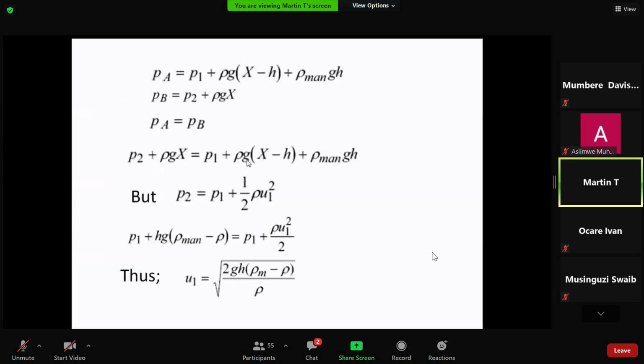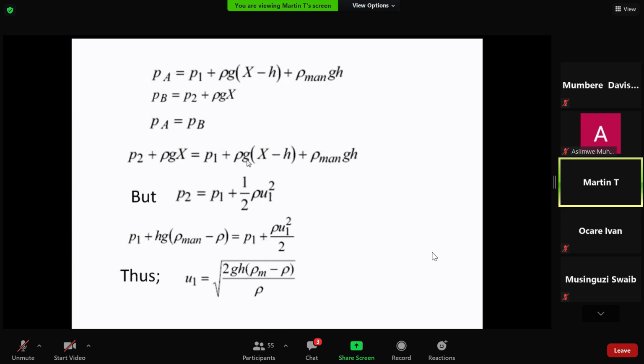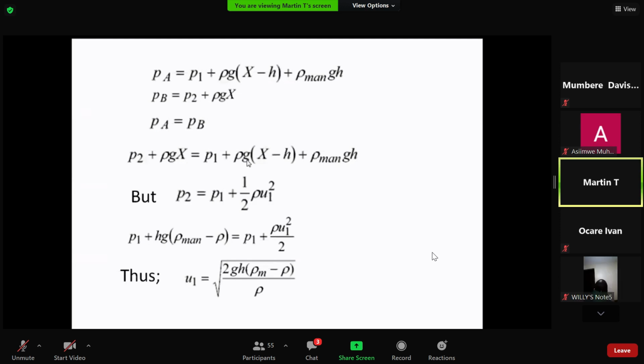But I encourage you, don't just substitute, work it out from first principles if you meet it in the exam. Otherwise, you can get it wrong. Like here, where we have rho man minus rho, you might have it the other way. Or the question could be such that it is not so direct for you to pick out and substitute. So it's better to work from first principles, so that if you fail to get the answer, at least you can get marks for the method.